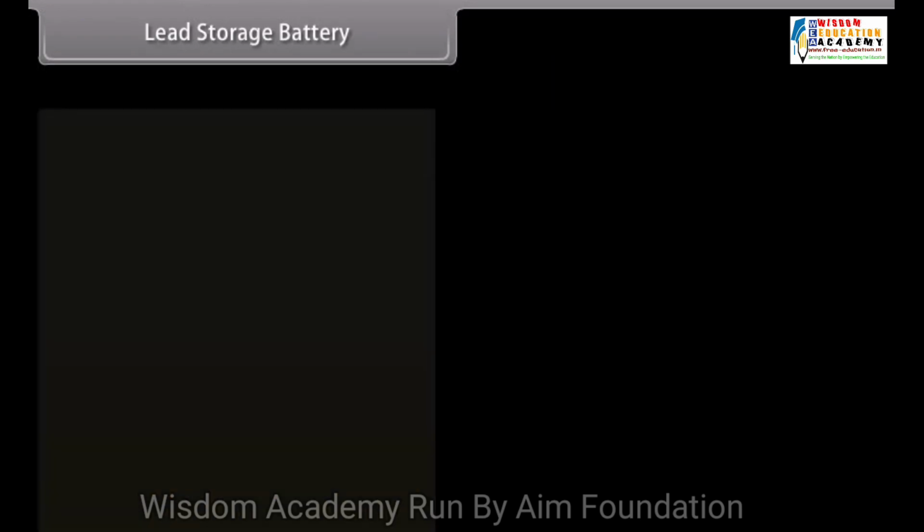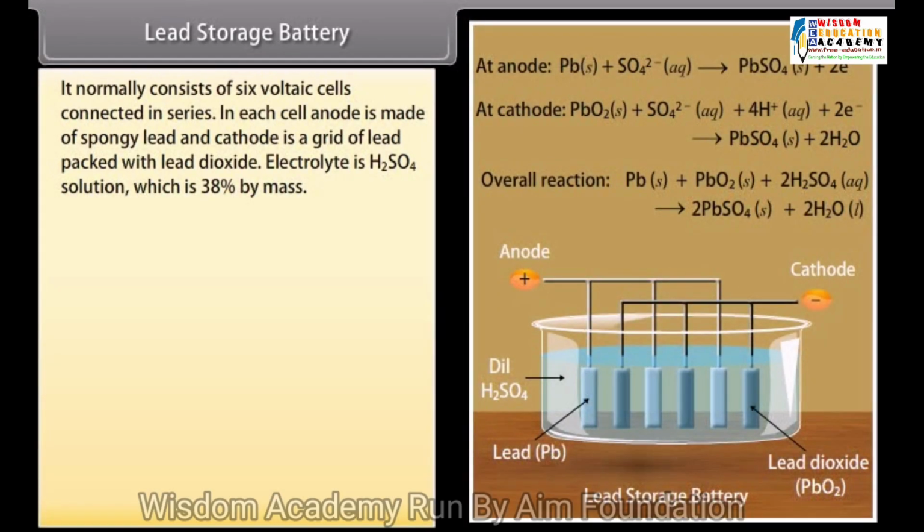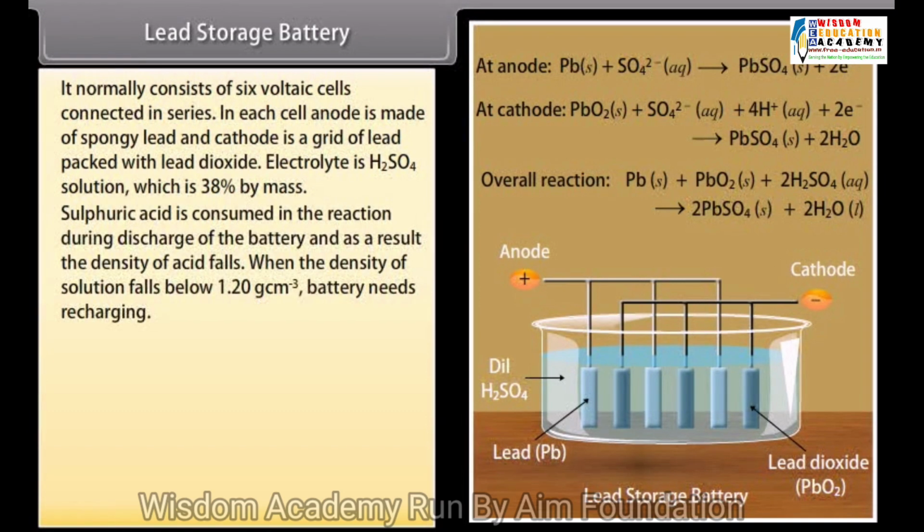Lead storage battery. It normally consists of 6 voltaic cells connected in series. In each cell, anode is made of spongy lead and cathode is a grid of lead packed with lead dioxide. Electrolyte is H2SO4 solution, which is 38% by mass. Sulfuric acid is consumed in the reaction during discharge of the battery, and as a result, the density of acid falls. When the density of solution falls below 1.20 gram centimeter raised to the power minus 3, the battery needs recharging.